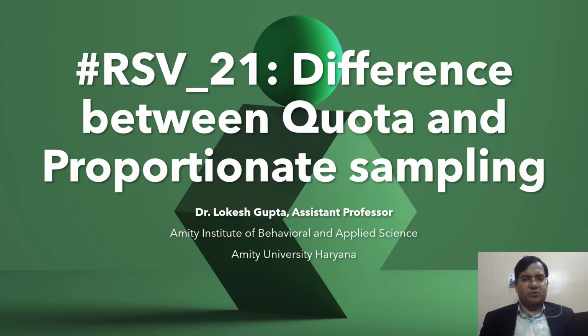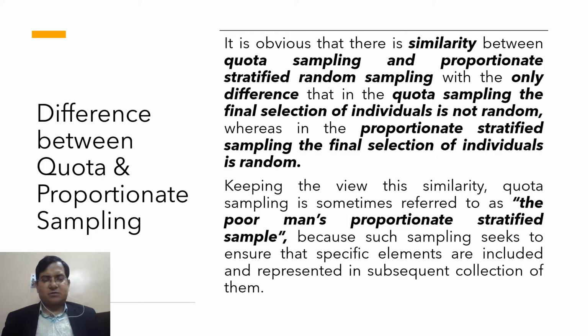Today we talk about the difference between quota sampling and proportionate sampling. In the last video we already talked about quota sampling, but to some extent it's similar to proportionate sampling. Proportionate sampling comes under the probability technique, but quota sampling comes under the non-probability technique. There are a few similarities and some dissimilarities as well, and we talk about both.